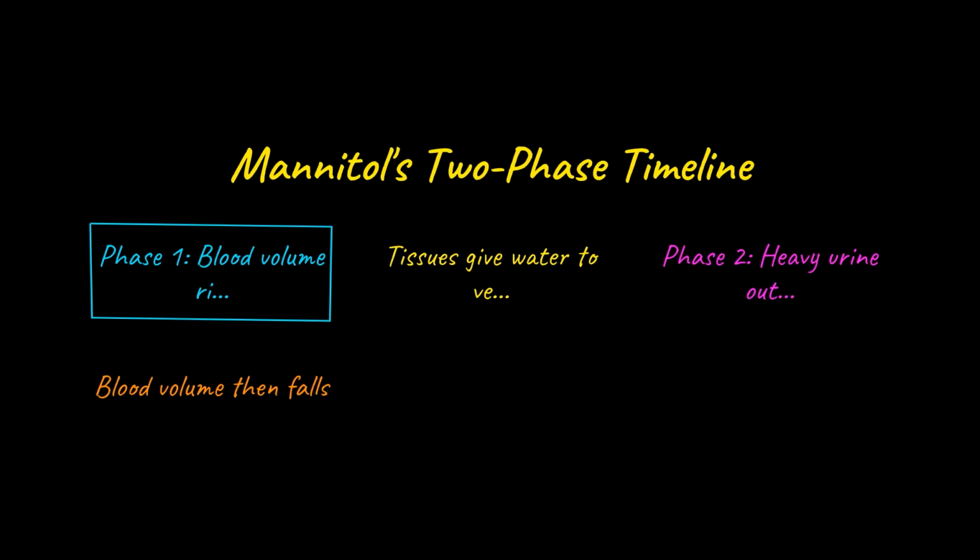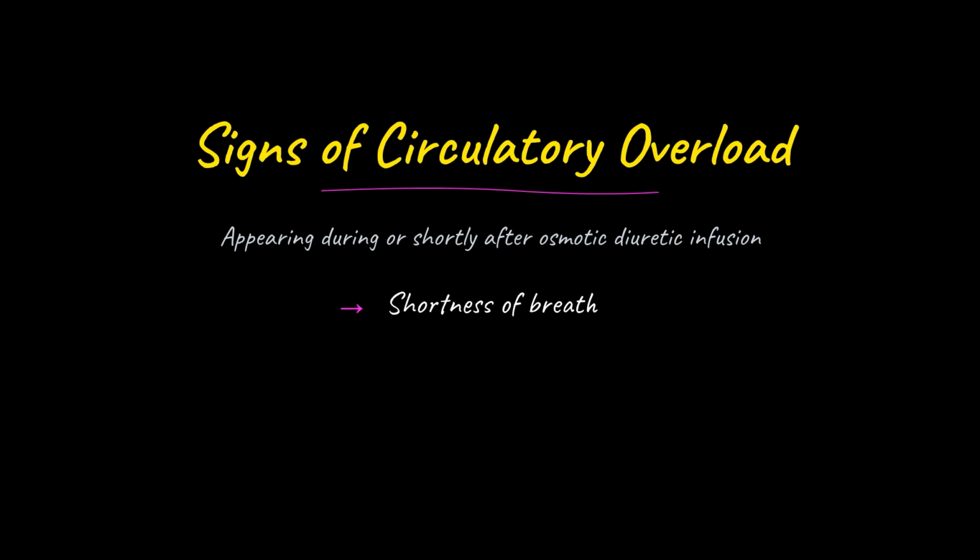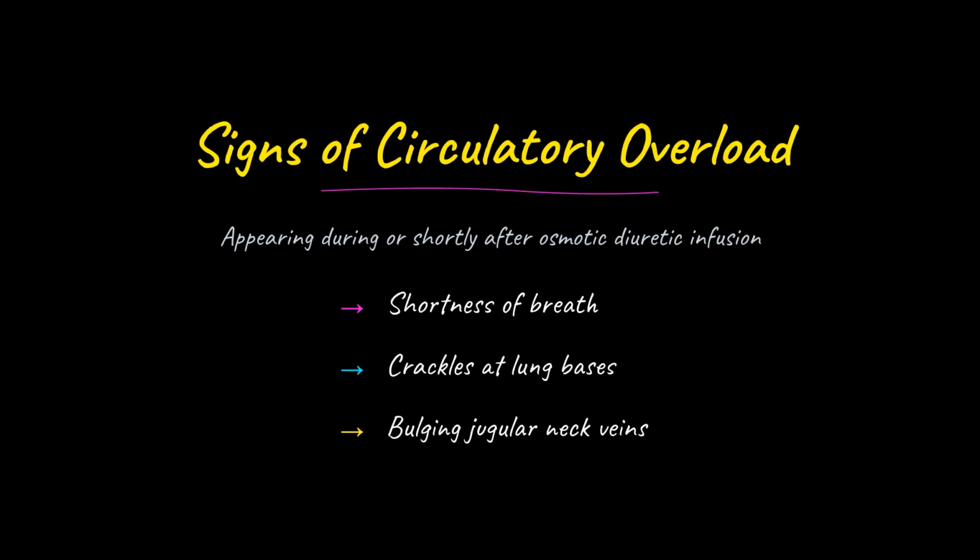The timeline has two distinct phases. First, circulating volume swells as water floods in from tissues, a window where a weak heart can be overwhelmed. Then, the kidneys excrete the mannitol and the water pours out and the risk shifts to dehydration. When the heart cannot handle the extra volume, fluid backs up into the lungs and venous system. Shortness of breath, crackles at the lung bases, and bulging neck veins appearing during a mannitol infusion all point to circulatory overload. And the immediate protective move is to stop the infusion.